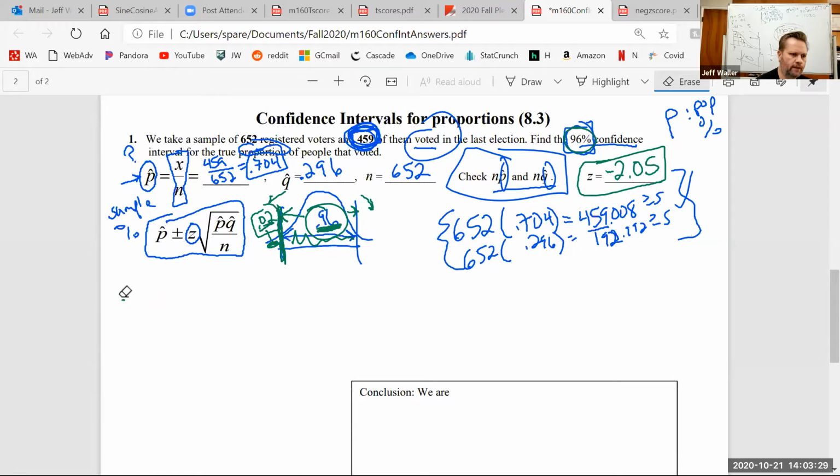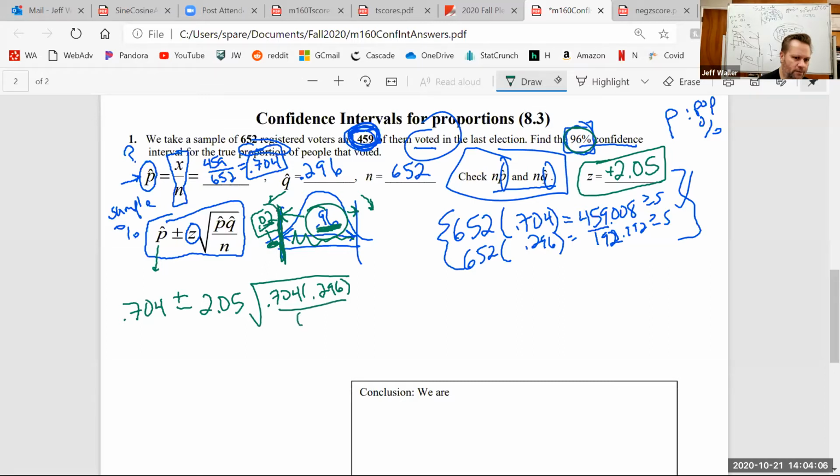All right, so now we have everything we need for this formula. I know my p hat, 70.4%, so 0.704, and that's my best guess for what it really is. And then I say, give or take 2.05. I shouldn't have put the negative there, but too bad for me. Times the square root of 0.704 times 0.296 divided by n, which was 652.